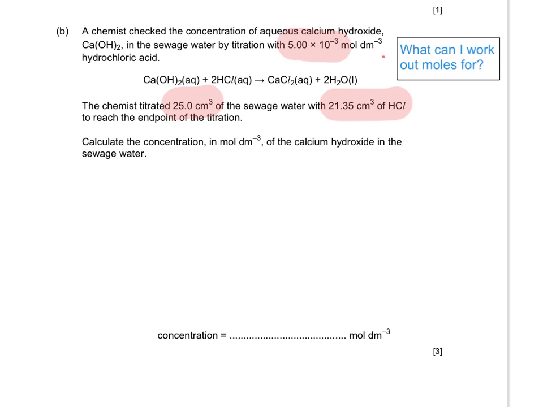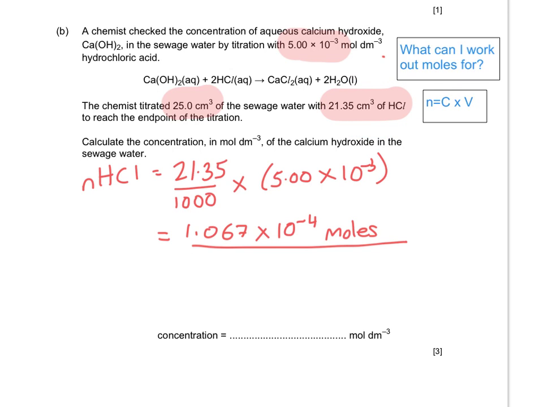As in any titration calculation, the first thing you do is you think to yourself, what can I work out the moles for? So we don't know how much calcium hydroxide there is in the sewage water, but we do know that it took 21.35 centimeters cubed of HCl. So that's where I'd suggest that you start.